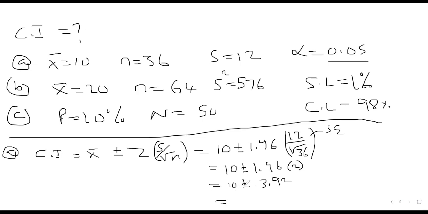So 10 minus 3.92 is 6.08. And 10 plus that one, we get 13.92. So we can comment in terms of this confidence level, that we are 95% confident that our true mean will lie between 6.08 and 13.92. So this is a confidence interval. It's a range.